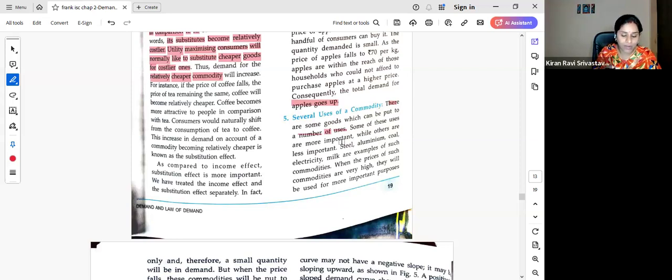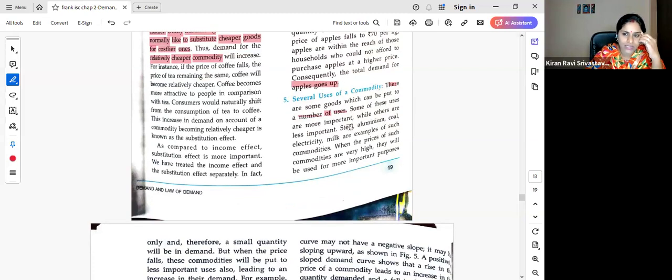People would like to make curd out of it. They would want to drink milk. They would want to make paneer. They would want to make sweets, gulab jamuns, rasgulla. So there are multiple uses which they can do. Got it? So steel, aluminium, coal, electricity, and milk are examples of such commodities.